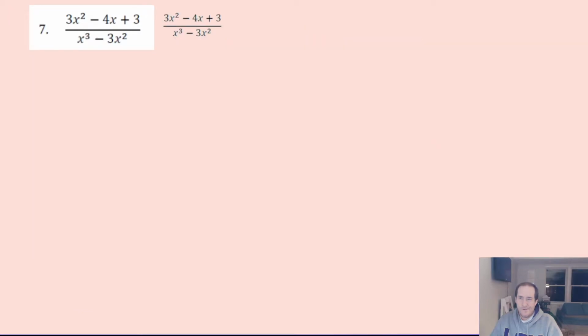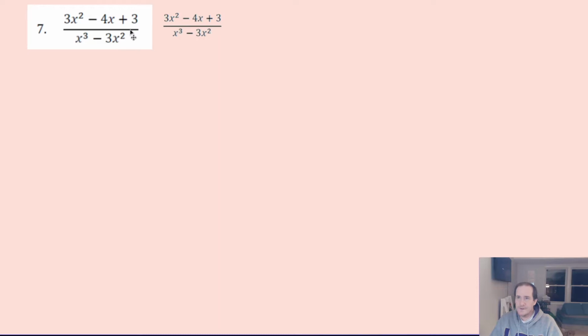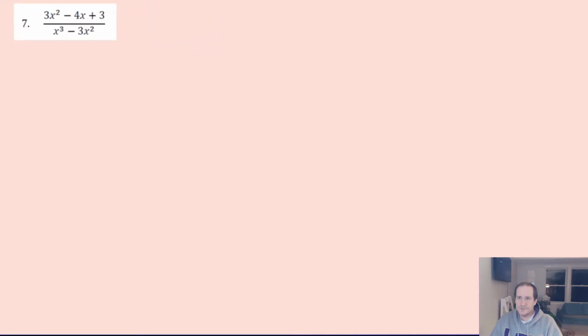Alright, no header on this, but one would assume it's repeated linear factors again. We'll find out. So this is tricky sometimes too. You're going to factor out an x squared to be left with x minus 3.